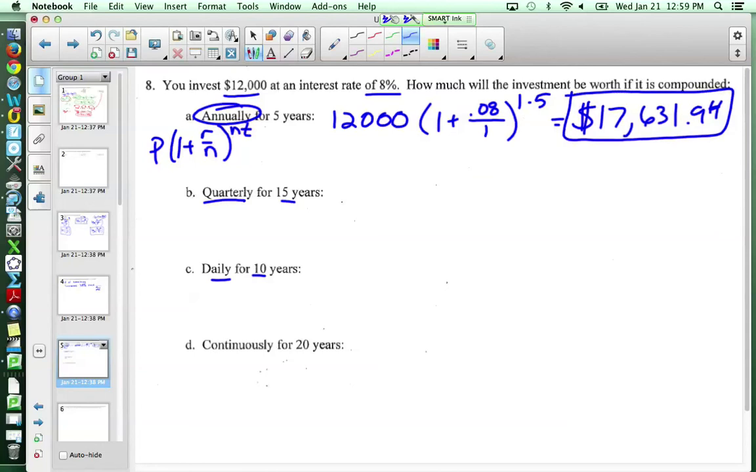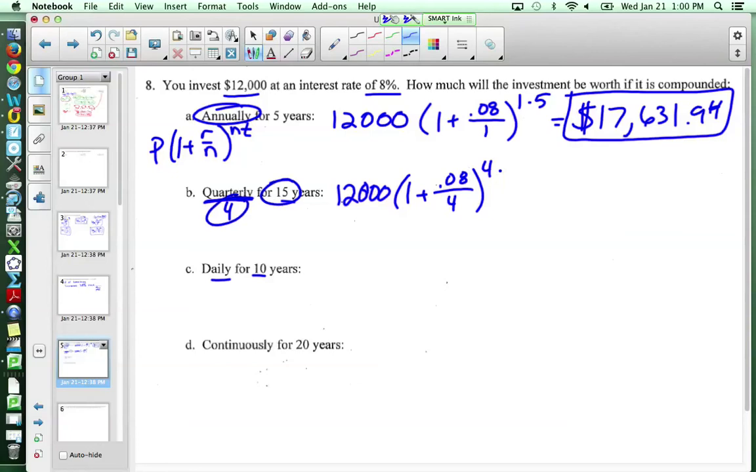For part B, we use the same formula, but now we're doing quarterly. And so our N value is going to be 4. So still the 12,000 times 1 plus 0.08. But now instead of divided by 1, we're going to divide it by 4. And then raise that to the 4 times the NT, 4 times 15. Again, type this into your calculator, and we get 39,372.37.